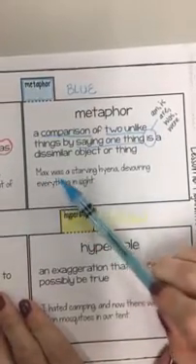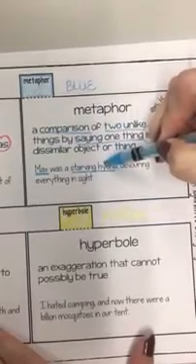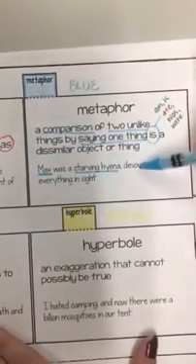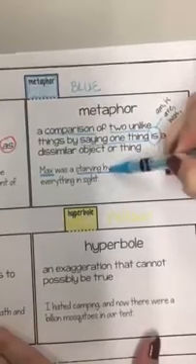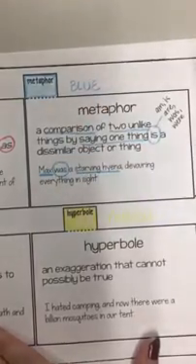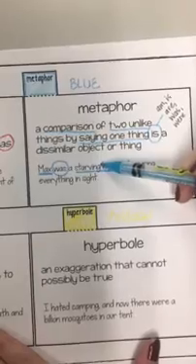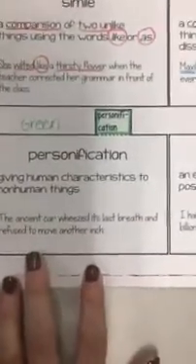So here's our example. Max was a starving hyena, devouring everything in sight. So first we find our 2 things. Max, we're comparing him to a starving hyena. Max isn't really a starving hyena, but they have a commonality in that they both devour food. So we're comparing them. However, we're using this is form of this verb. So we're saying Max was a starving hyena. No like or as.